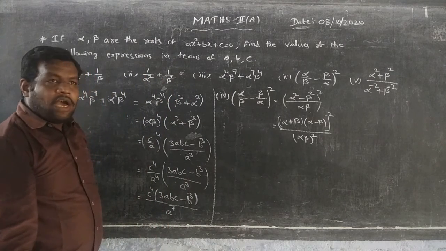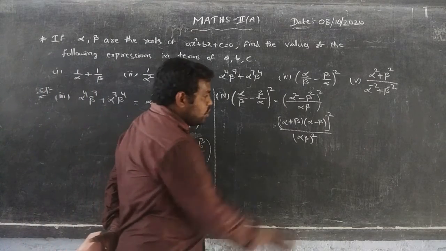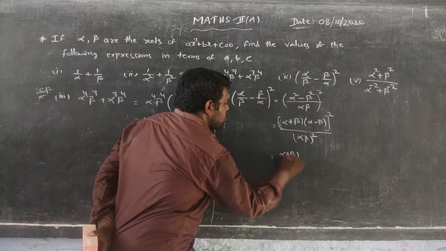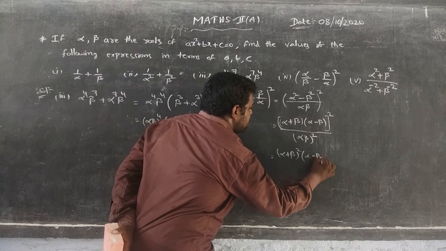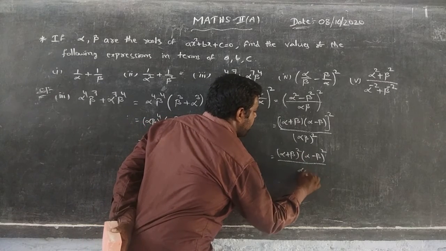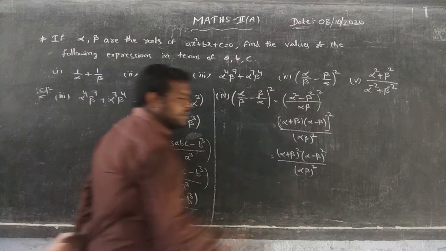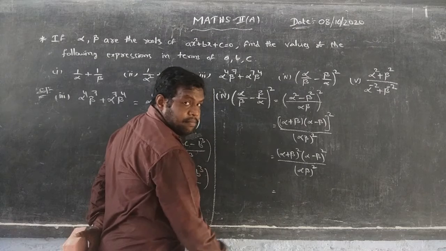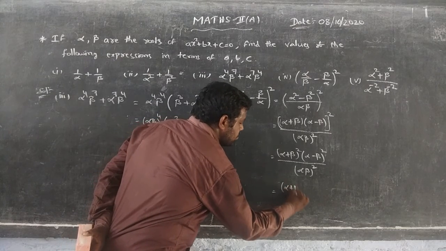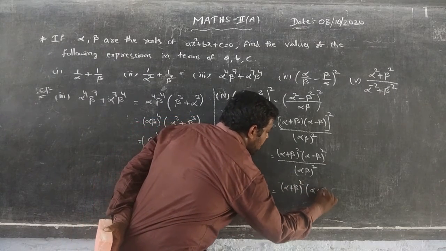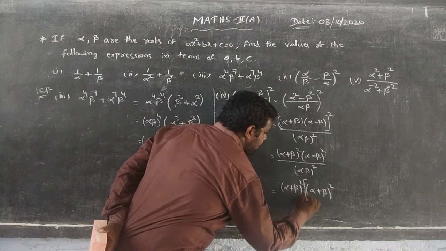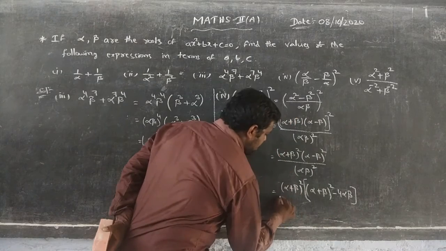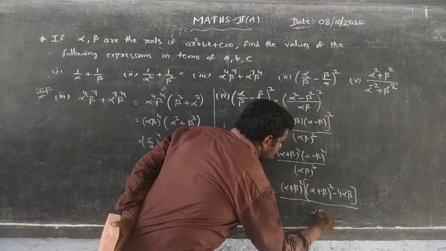We know the values of only alpha plus beta and alpha into beta. We don't know the value of alpha minus beta. So alpha plus beta whole square into alpha minus beta whole square by alpha beta whole square. Alpha minus beta whole square can be written in terms of alpha plus beta as alpha plus beta whole square minus 4 alpha beta by alpha beta whole square.